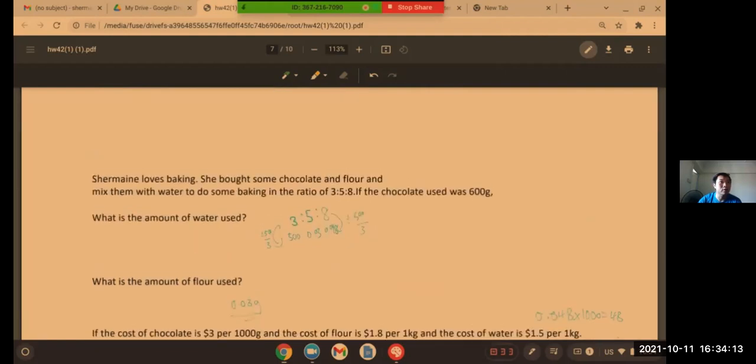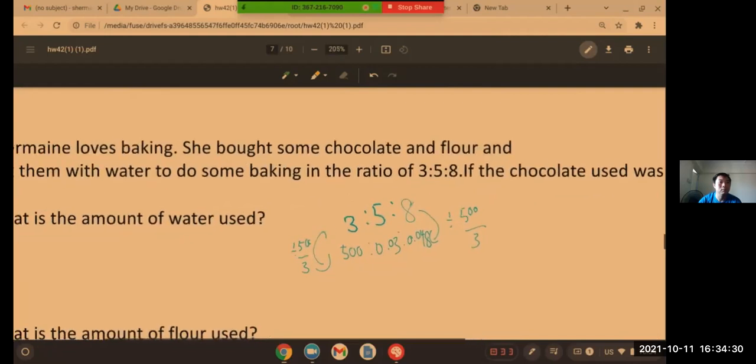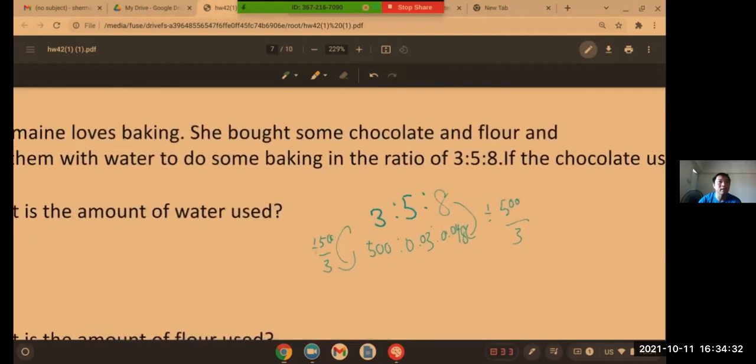Okay, water use. What is the water use? I cannot read. Are you paying attention? Yeah. What is the amount of water used? I cannot see the answer. Where is it? So this is in gram or kilogram?